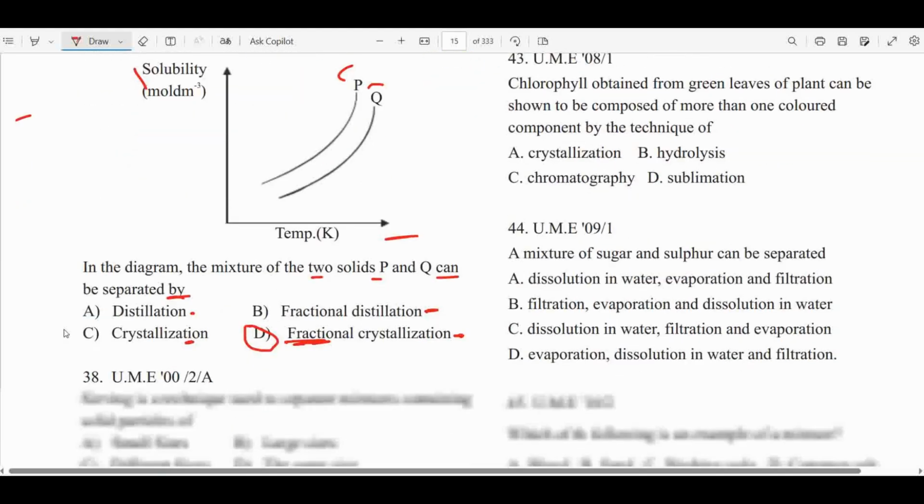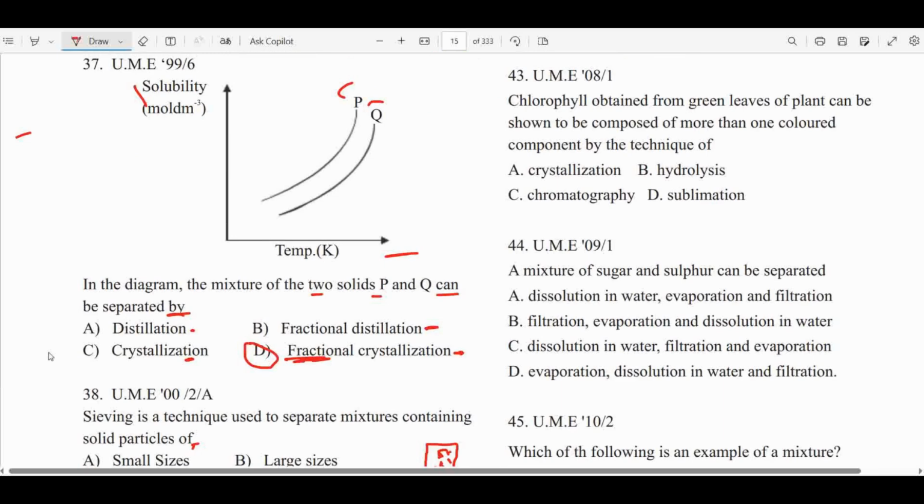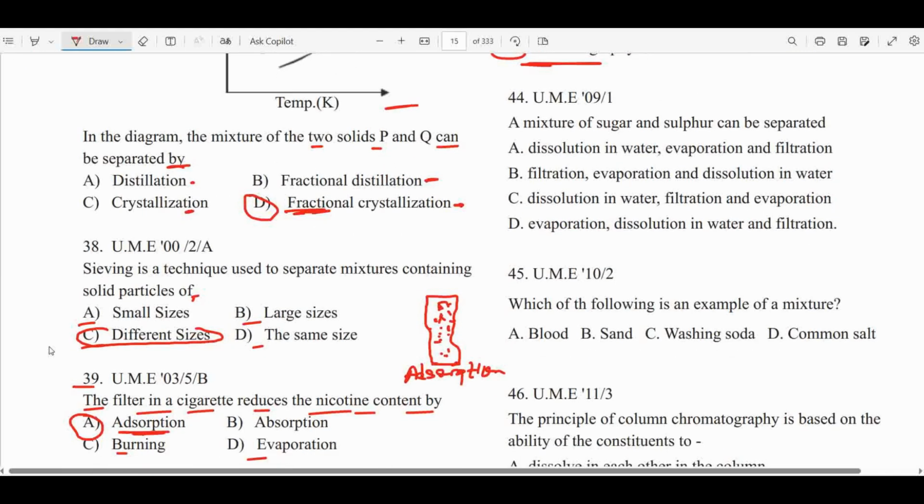You use a separating funnel. Question number 43. Chromatography obtained from green leaves of plant can be shown to compose of more than one colored component by the technique of chromatography. Option C.